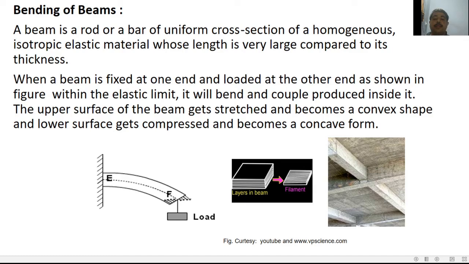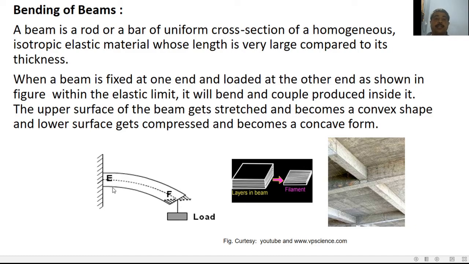When such a beam is fixed at one end and loaded at the other, within the limit of perfect elasticity, the loaded end sinks a little. As a result, the beam gets bent under the action of the couple due to the load applied. The upper surface of the beam thus gets stretched and assumes a convex form, and the lower surface of the beam gets compressed and assumes a concave form. The plane of bending is the same as the plane of the couple.